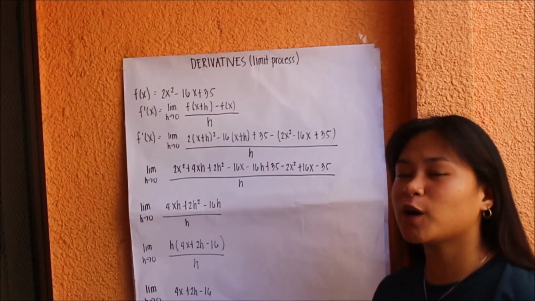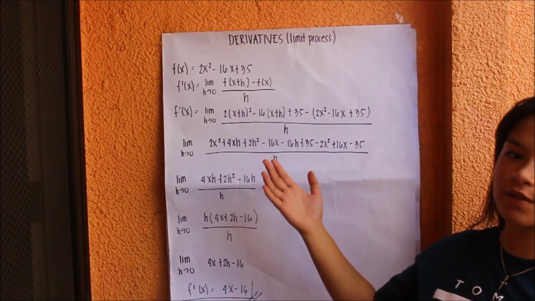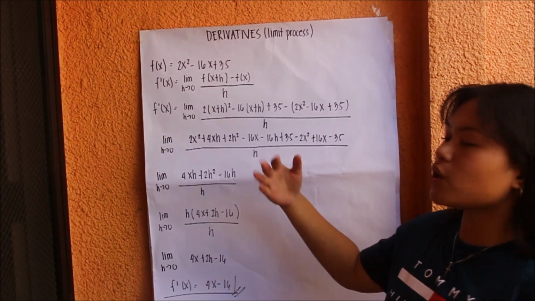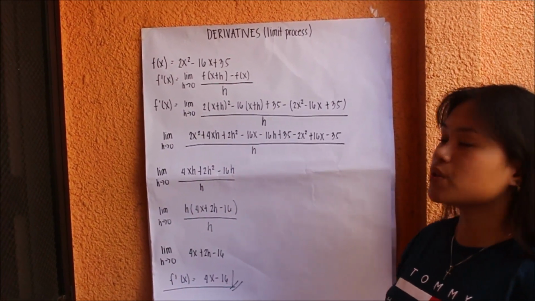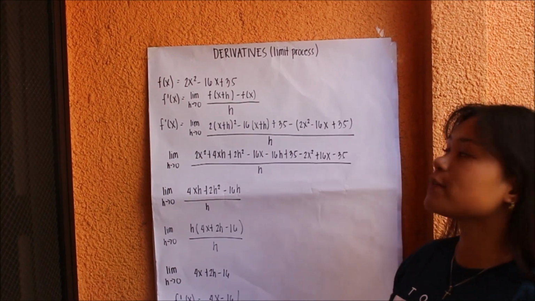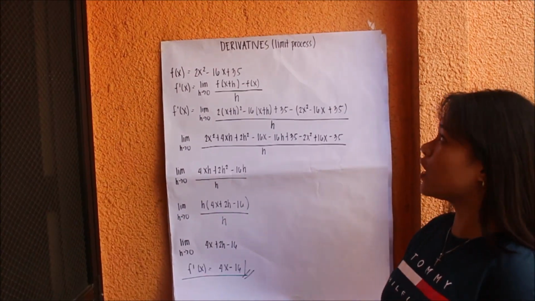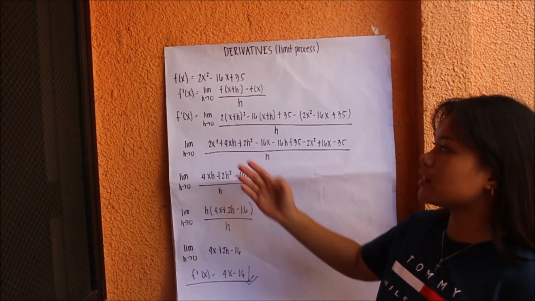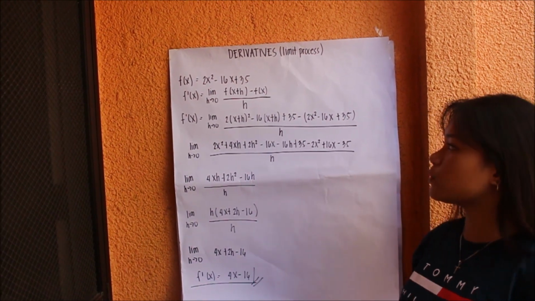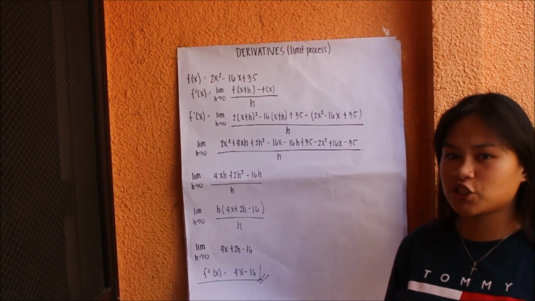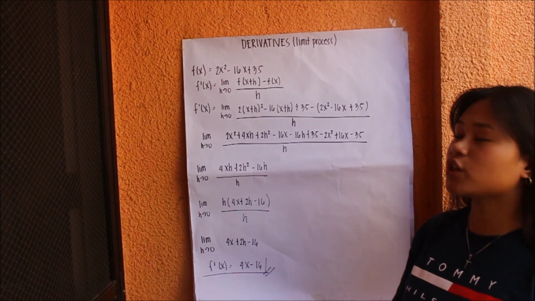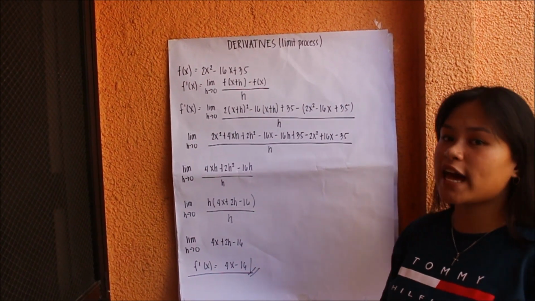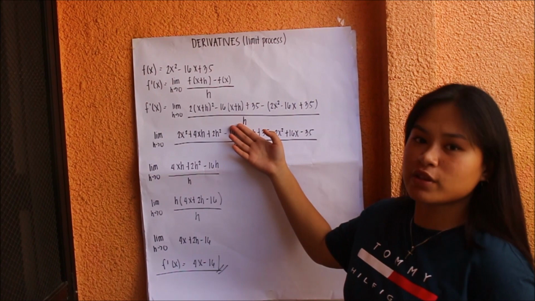Hi guys, our topic for today is all about derivatives using the limit process. Our given is f of x equals 2x squared minus 16x plus 35. Using the formula of the limit process, f prime of x equals f of x plus h minus f of x over h as h approaches 0. The first thing you will do is substitute all the x into x plus h, so we come up with this equation.